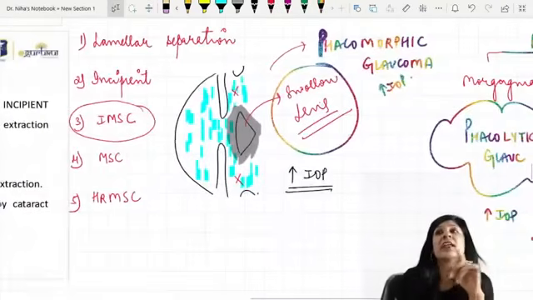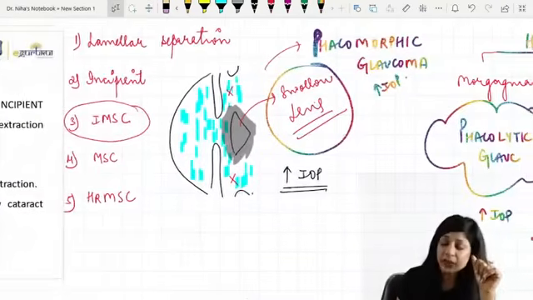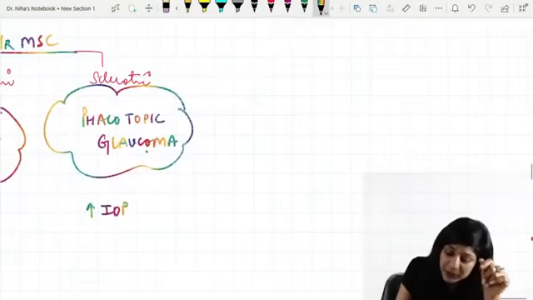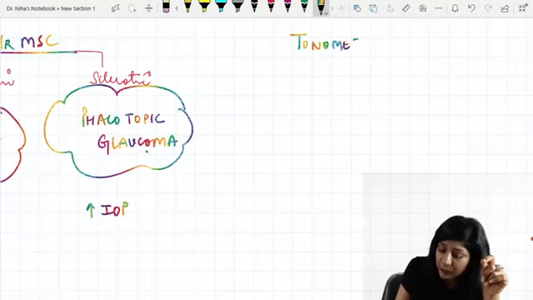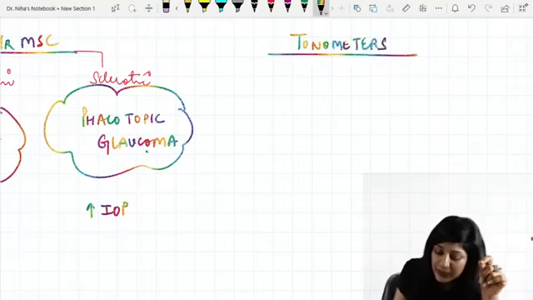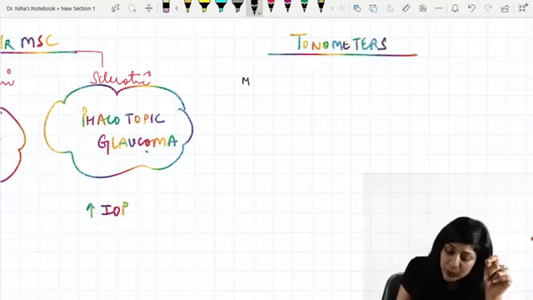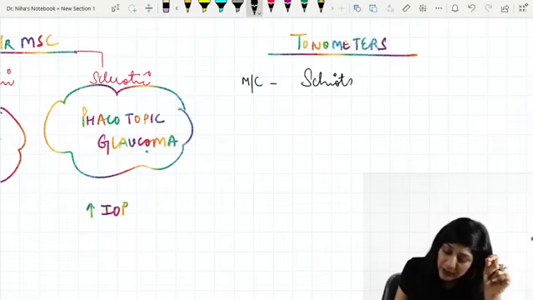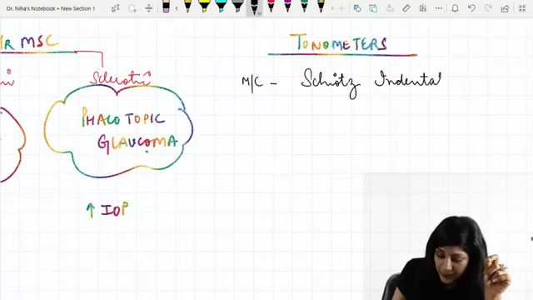And then they can also ask you about the different tonometers. So you should also be prepared for answering different kinds of tonometers, like the one which is most commonly used is the Schiotz. That will be the Schiotz indentation tonometer.